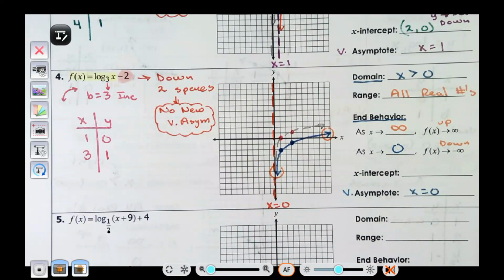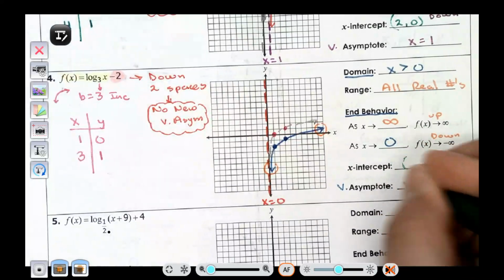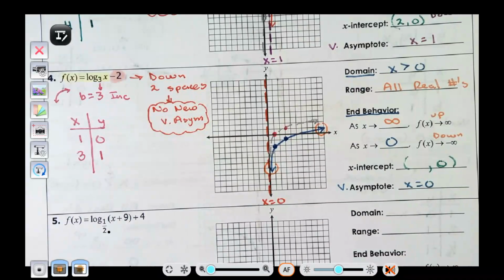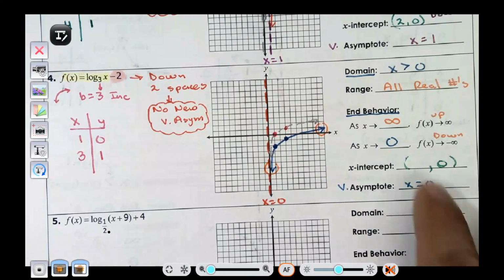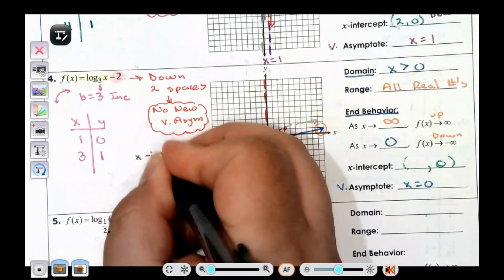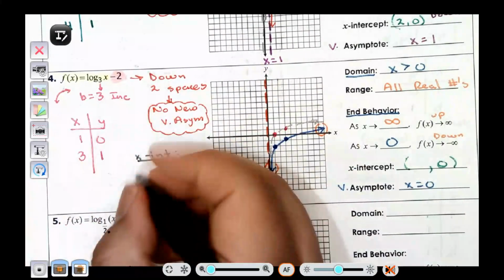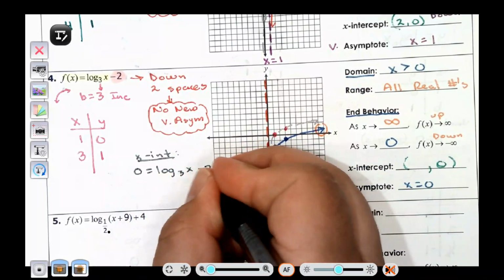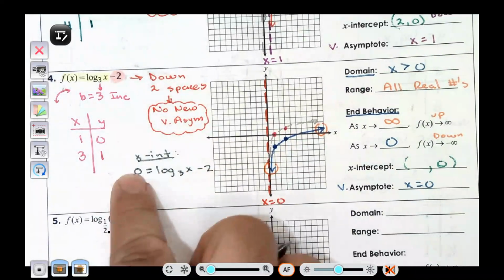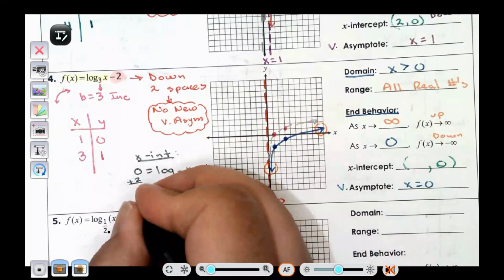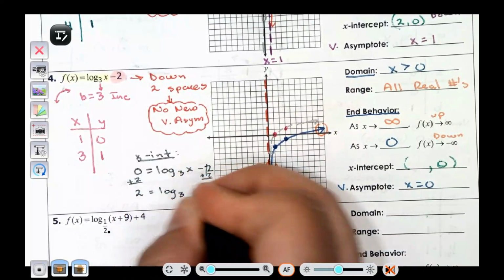Now, the x-intercept is the one that's a little tougher here because remember, when you're trying to find an x-intercept, you got to make your y equal to 0. So I need to try to find it here. Looking at my picture, I can't tell. So I'm going to do a little bit of work here. For my x-intercept, here's my equation. The y is equal to 0, log base 3 of x minus 2. So I'm going to add the 2 over. 2 is equal to log base 3 of x.